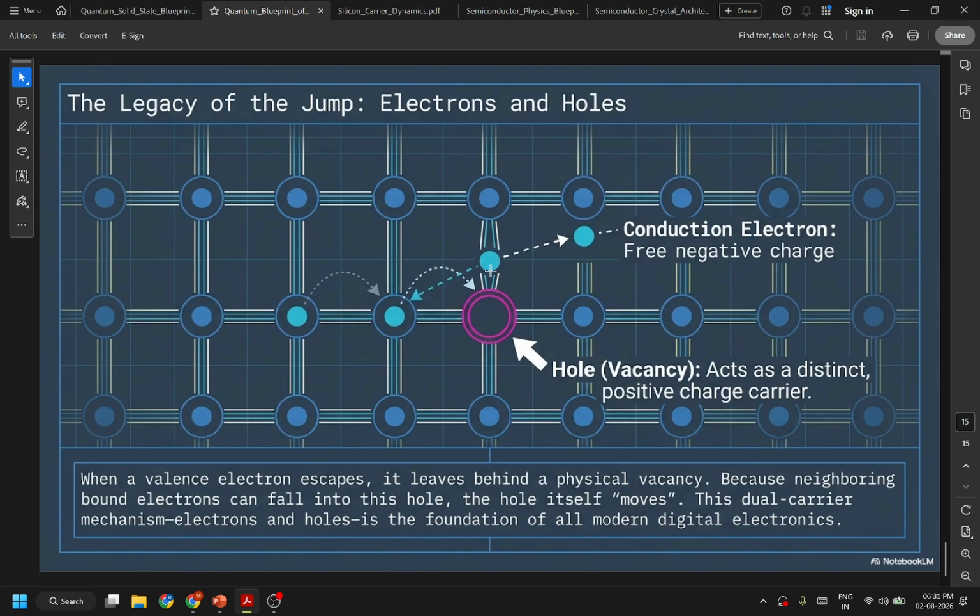So this results in formation of electrons and holes, where a conduction electron is a free negative charge, and when it leaves from one place, it creates a hole, that is a vacancy, which acts as a distinct positive charge carrier. When a valence electron escapes, it leaves behind a physical vacancy, and because neighboring bound electrons can fall into this hole, the hole itself can move. This dual carrier mechanism, electrons and holes, is the foundation of all modern digital electronics.